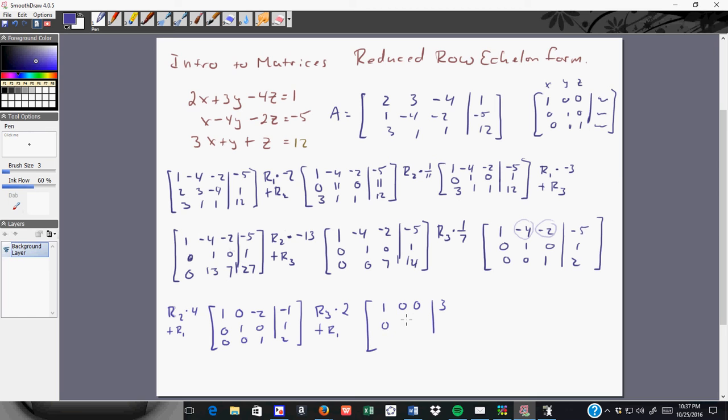And then I have 0, 1, 0, 1, 0, 0, 1, 2. So x equals 3, y equals 1, z equals 2.